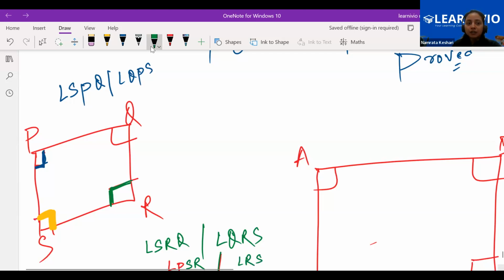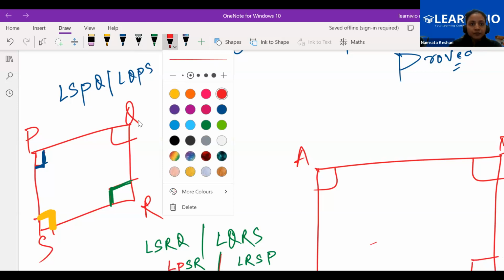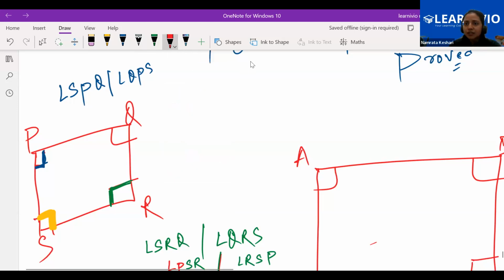Perfect. Next one, if we want to represent the red angle, the remaining one, angle Q. Hanan, the name of this angle Q will be angle PQR. Perfect. PQR, or RQP. Perfect.